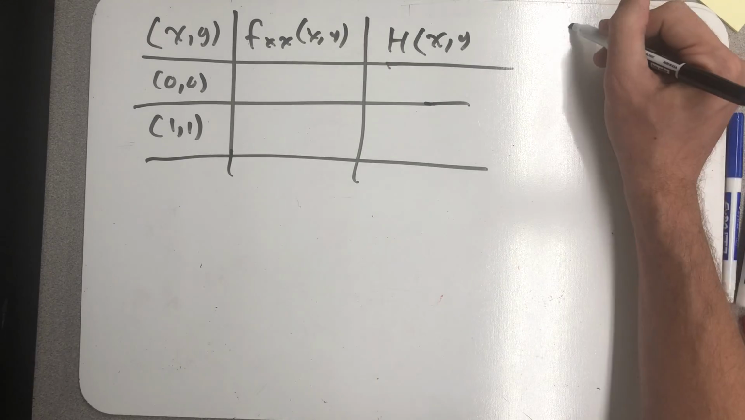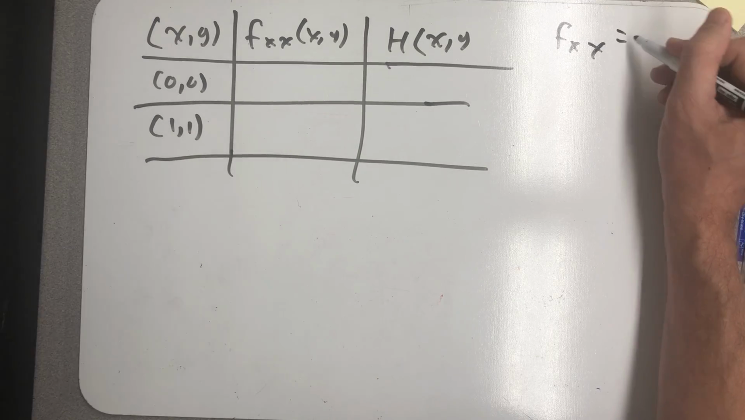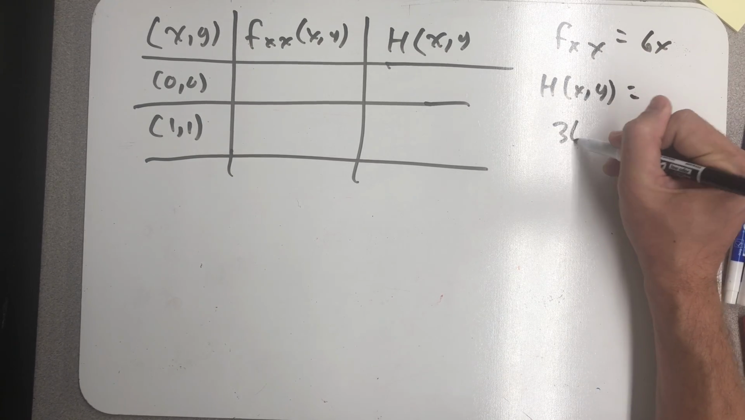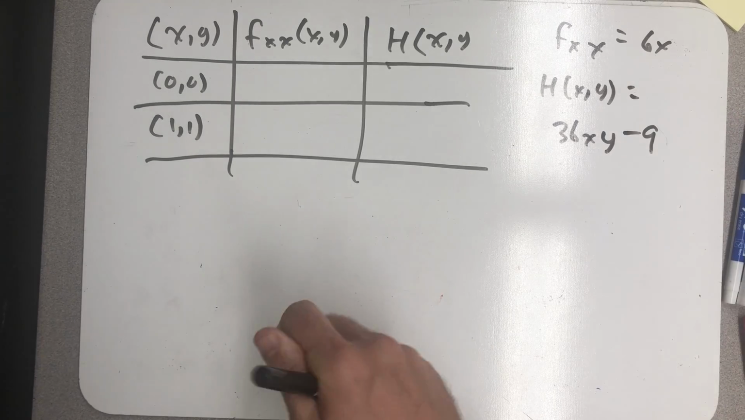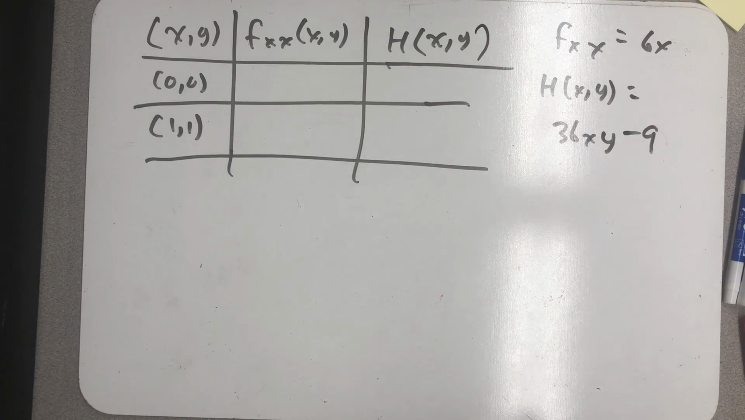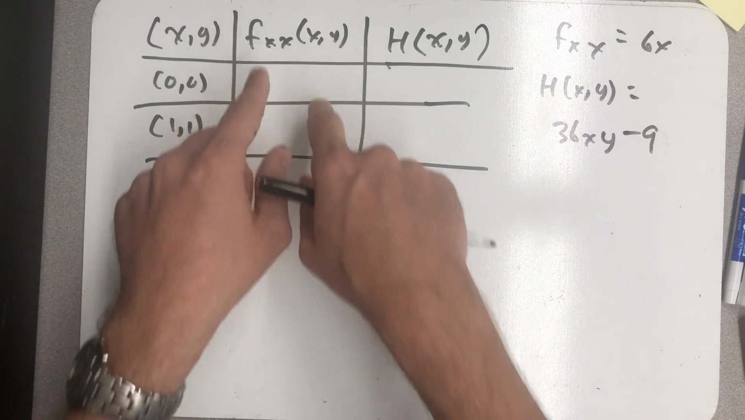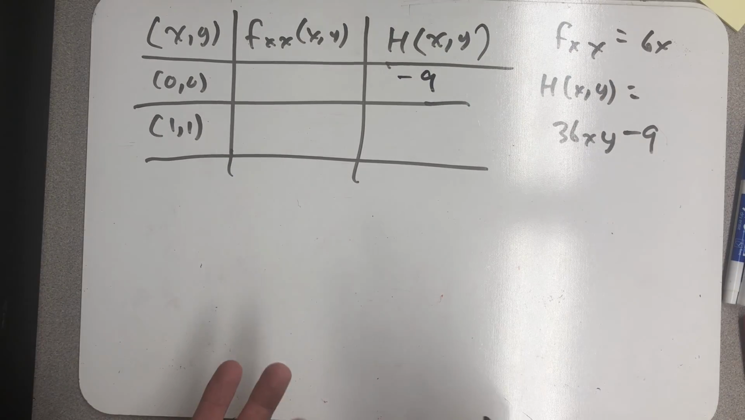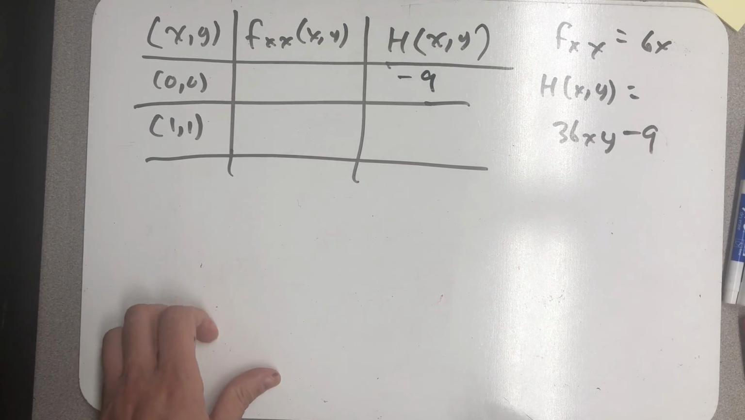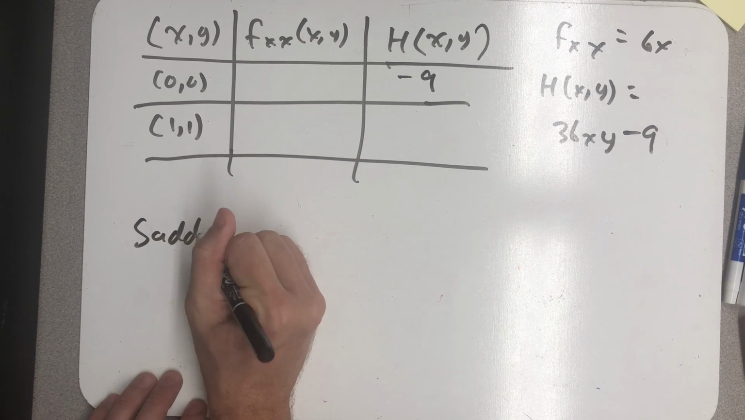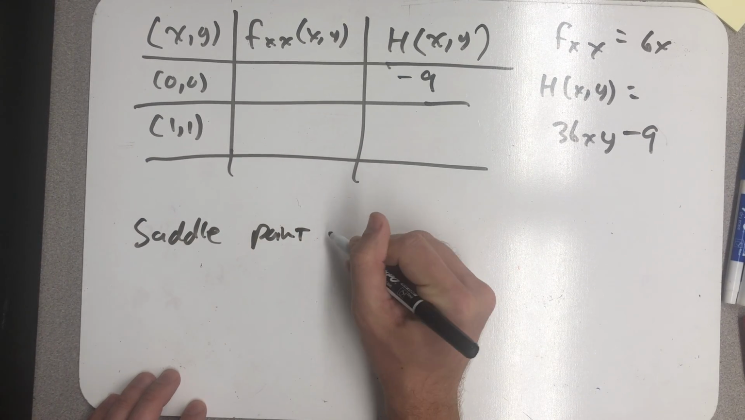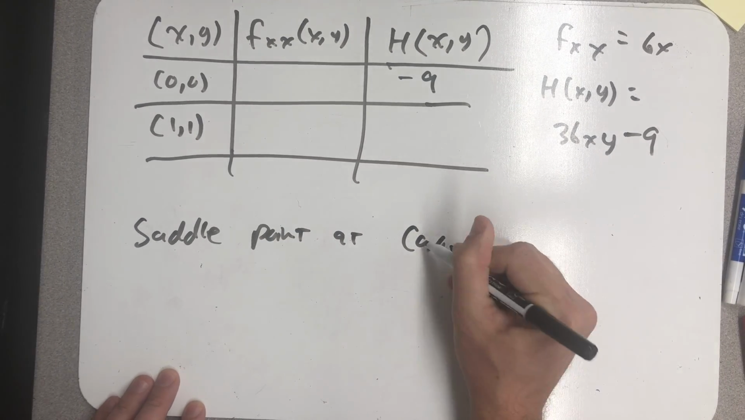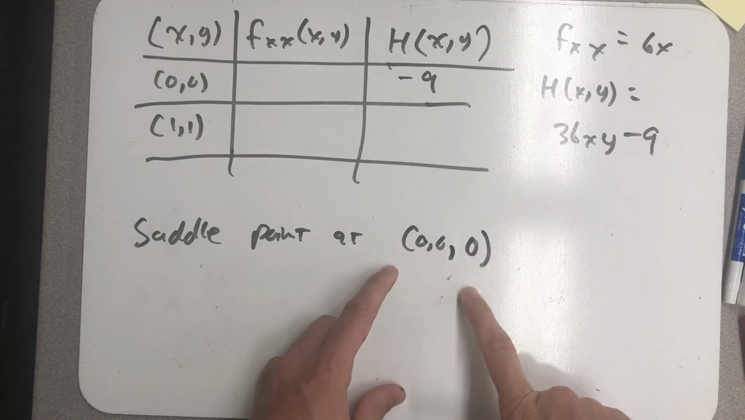All right, and just a reminder, the second partial with respect to x is just 6x, and the Hessian is 36xy minus 9. So, I actually don't need to evaluate the second partial with respect to x for this one, because if I plug in (0, 0), I'll get out minus 9. And I know when the discriminant is less than 0, I have a saddle point. So right away, I can tell you there's a saddle point at (0, 0), and I need a z-coordinate there. And if I look at the original function, it'll zero out. So the saddle point's at (0, 0, 0).